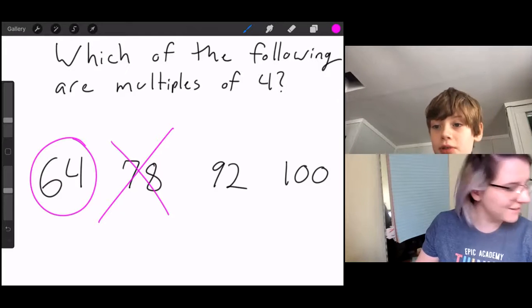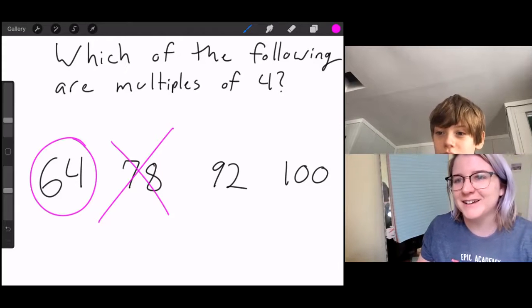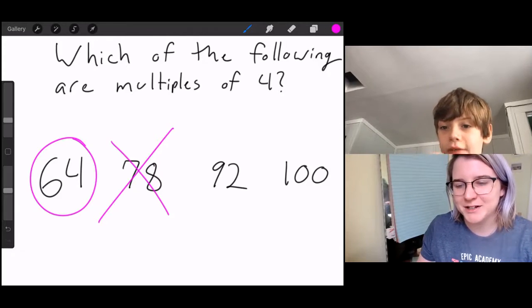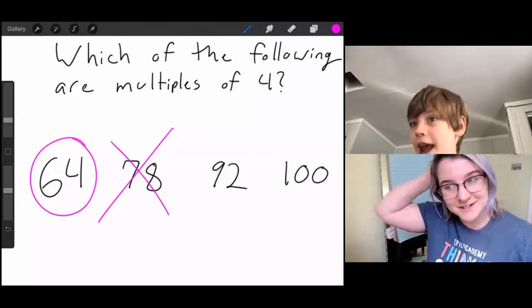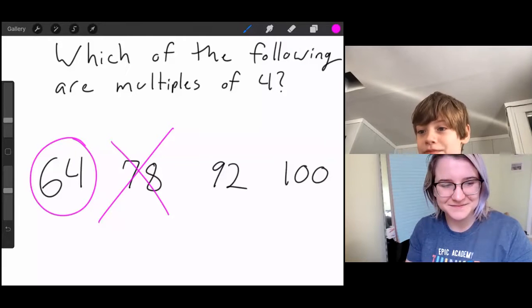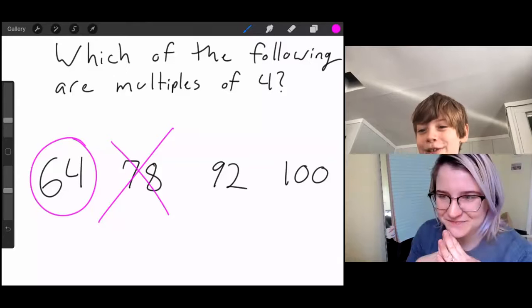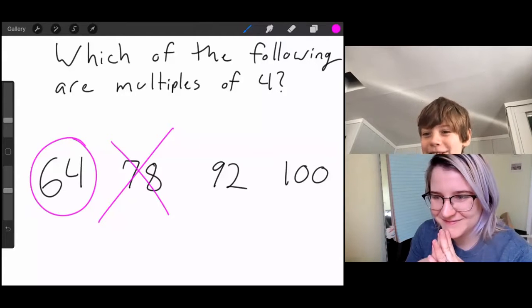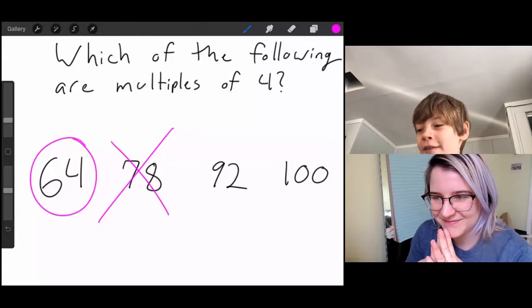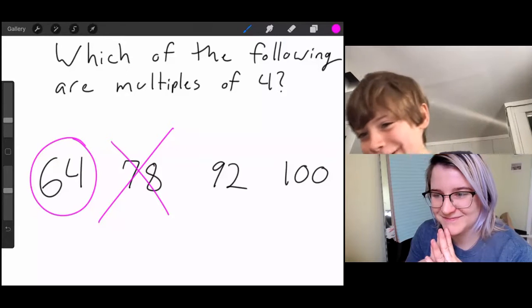I think we made an error somewhere. Hold on. We might have. We think we made an error with this problem. Your mission, problem solvers, is to go to Zoom and find out the error we may have made. Also, you can tell us if we didn't make an error.